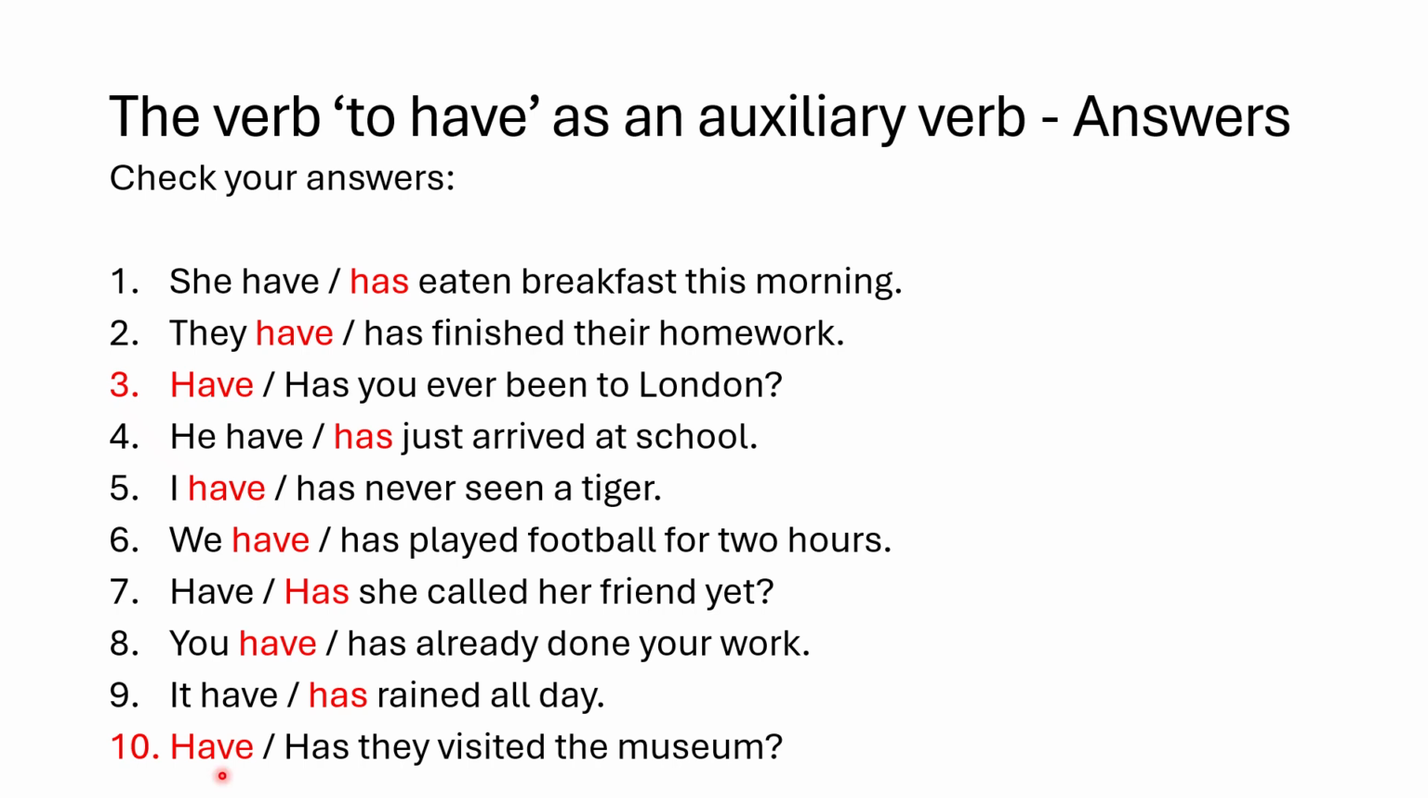Check your answers. 1. She has eaten breakfast this morning. 2. They have finished their homework. 3. Have you ever been to London? 4. He has just arrived at school. 5. I have never seen a tiger. 6. We have played football for 2 hours. 7. Has she called her friend yet? 8. You have already done your work. 9. It has rained all day. 10. Have they visited the museum?